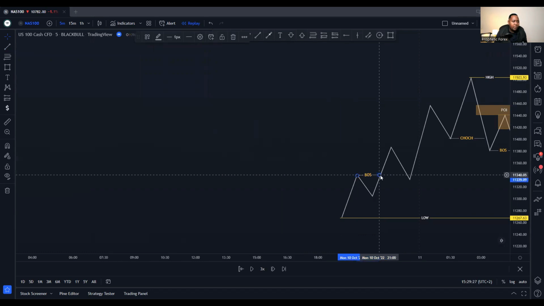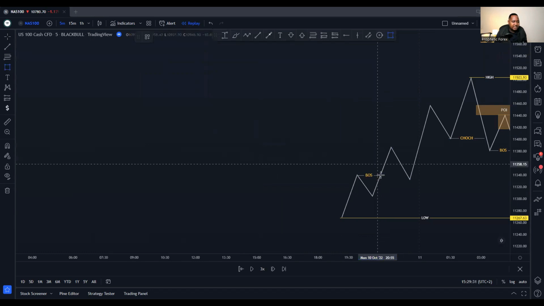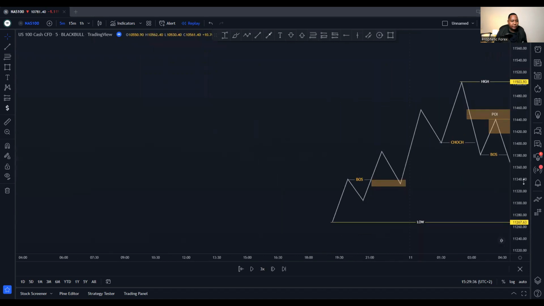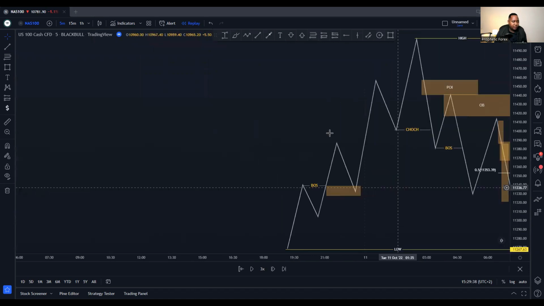Okay, so we have a BOS that validates we're in an uptrend. The market pulls back, probably let's say it's pulling back to a POI, which would be in that case a demand level that we're talking about, right? And of course, again, it does that, creates a new higher high where the BOS is right there, the market pulls back, let's say it's pulling back to another demand area.